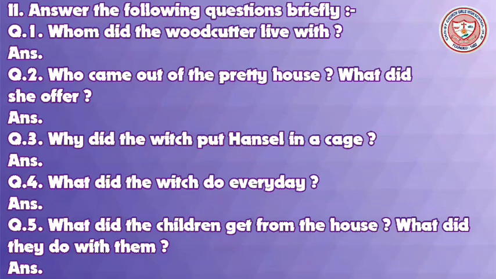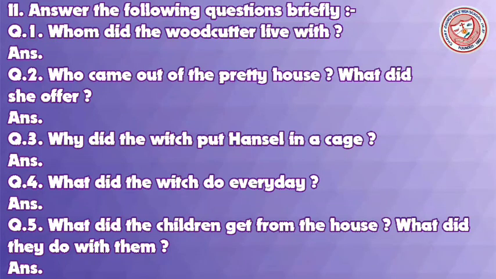Now next one. What did the witch do every day? Each morning the witch would feel Hansel's finger to see if he had gained weight, so that she could eat him up in the end. I repeat, each morning the witch would feel Hansel's finger to see if he had gained weight, so that she could eat him up in the end.